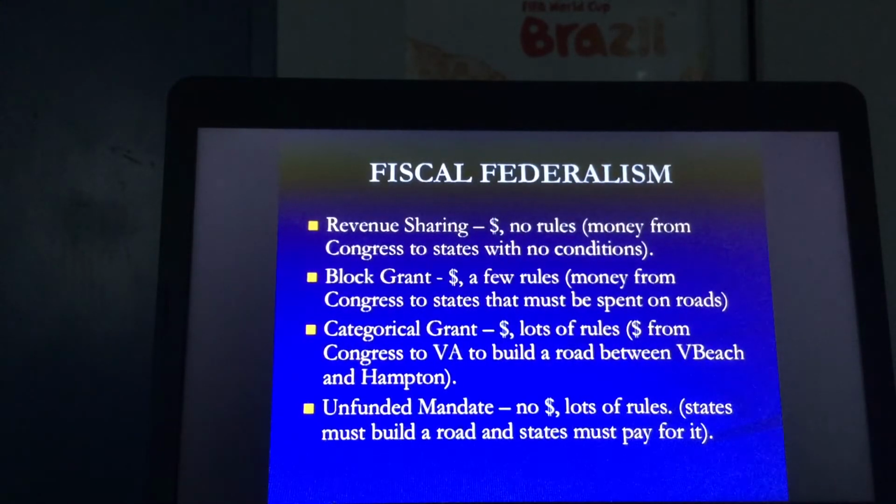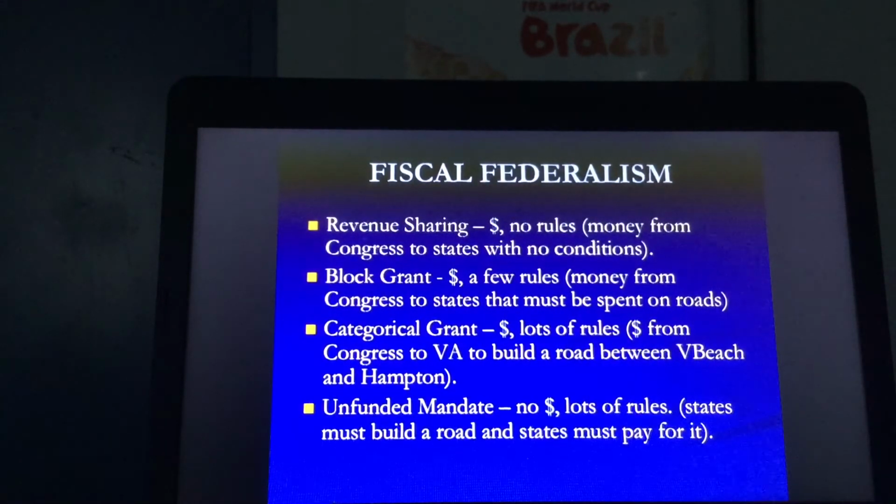A categorical grant is when Congress gives states money to do something very specific. So if Congress were to say to Virginia, here's some money that you have to use to build a new bridge between Virginia Beach and Hampton, then that's a categorical grant. If you want the money, here's exactly what you have to do with it. And then an unfunded mandate, an unfunded order, is what states like the least, because Congress is telling them, here's what you have to do, and you have to pay for it. We're not giving you any money. So you have to build this road, and you have to pay for it.